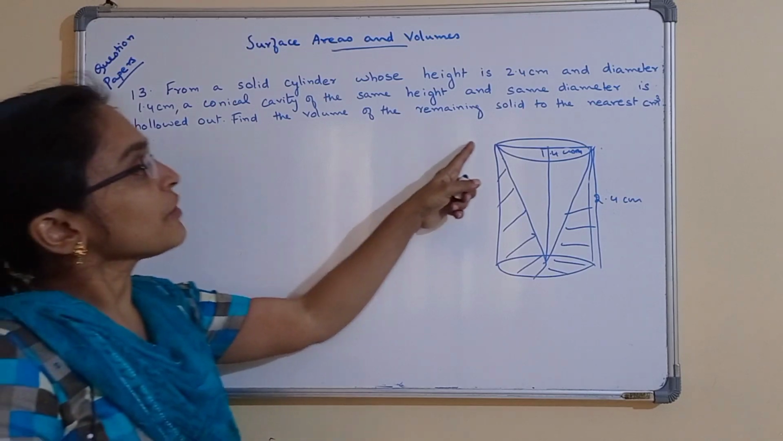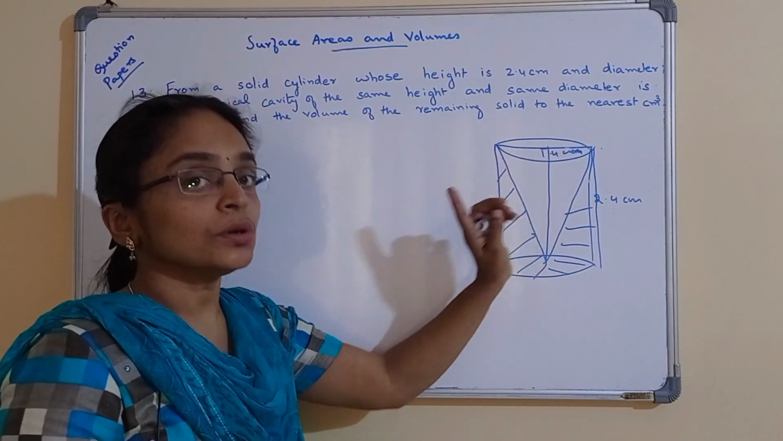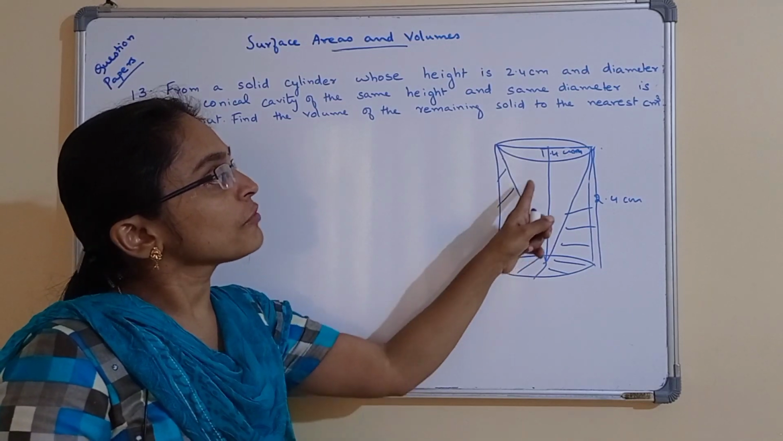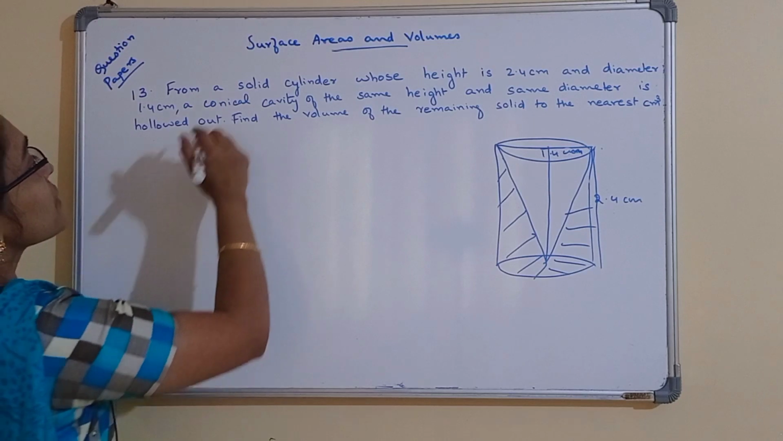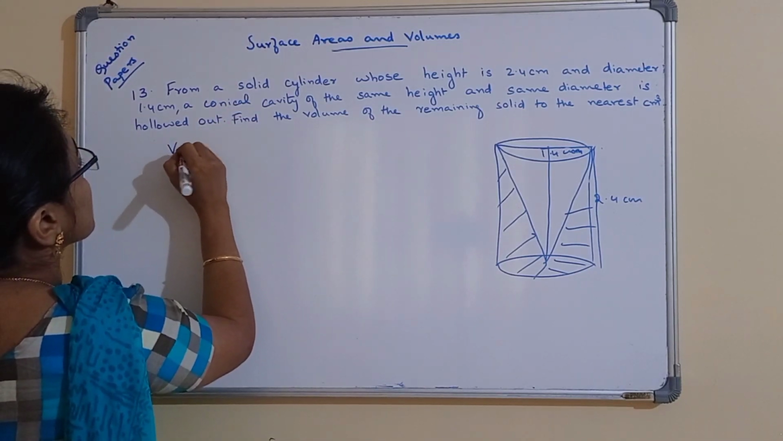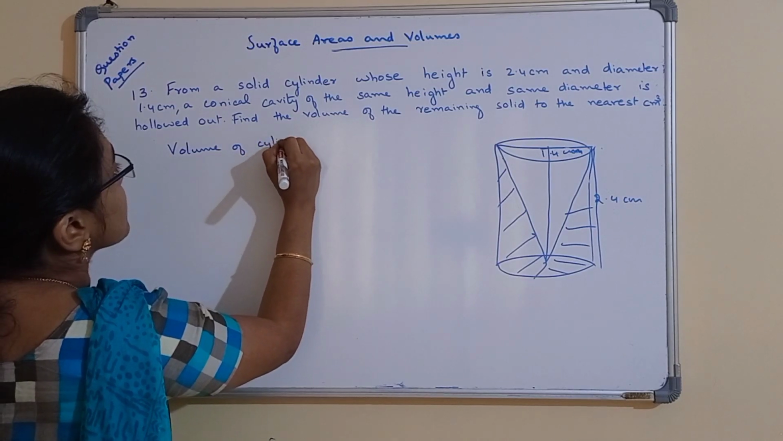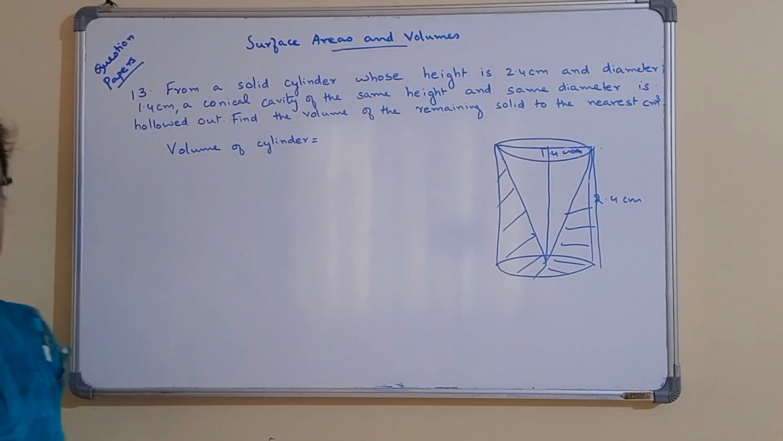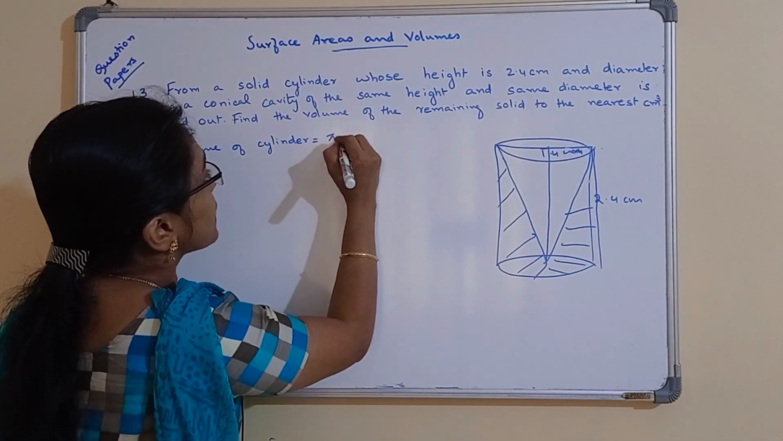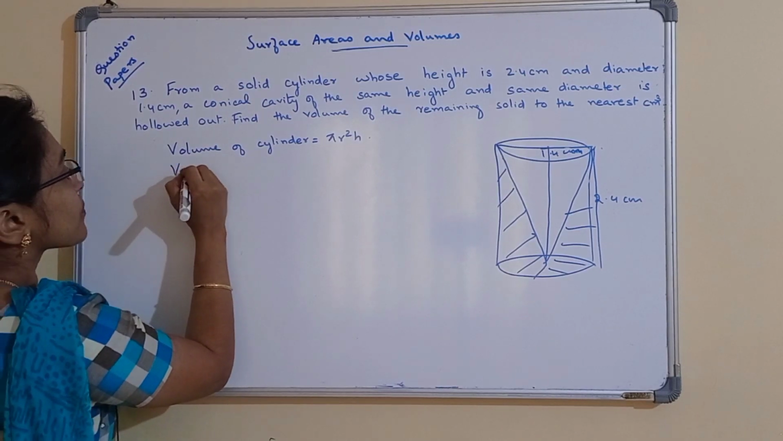First we have to find the volume of the cylinder. Then find the volume of the cone and subtract volume of cone from the volume of cylinder. Right? Now first volume of cylinder. What is volume of cylinder? Volume of cylinder is pi r square h. And what is volume of cone?